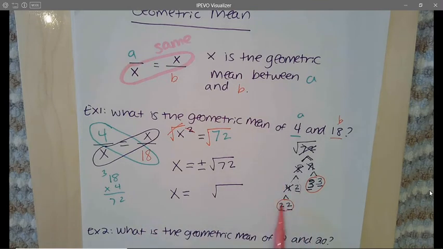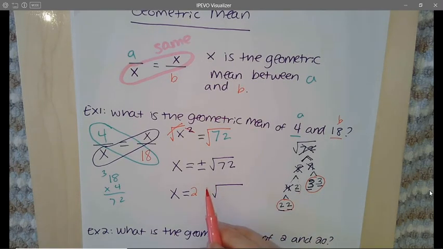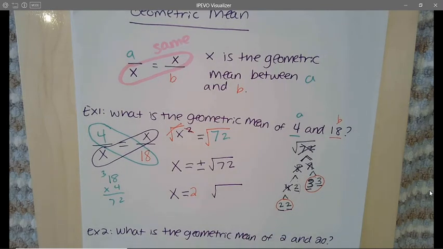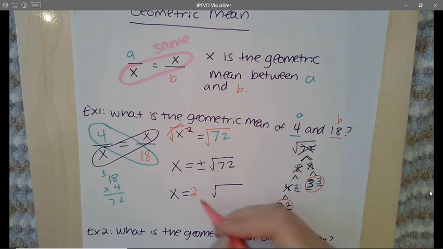So for the pair of 2s, one 2 will hop out. And for the pair of 3s, one 3 will hop out of the square root. And remember, if you ever have more than one number that hops out of your square root, you multiply them. So I'm going to multiply the 2 times the 3.